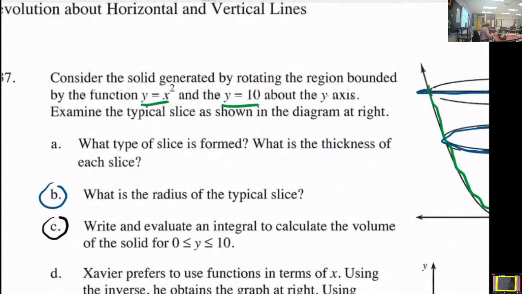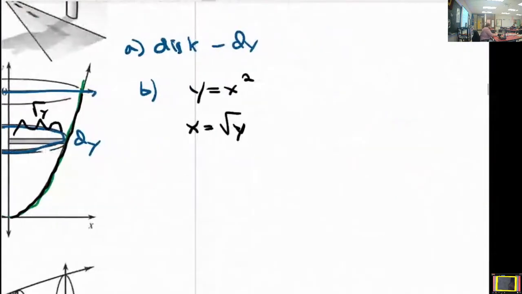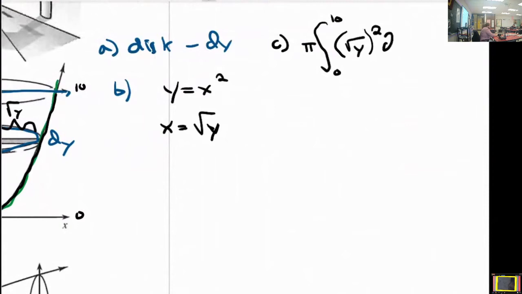Question C, they're asking us to write and evaluate an integral to calculate the volume of the solid, which is relatively easy to do. We're going to go an integral from 0 to 10, because we're starting at 0 and moving our way up to 10. And for that, we're going to need to put a pi out in front, and the radius is the square root of y, squared, times dy, just like that.